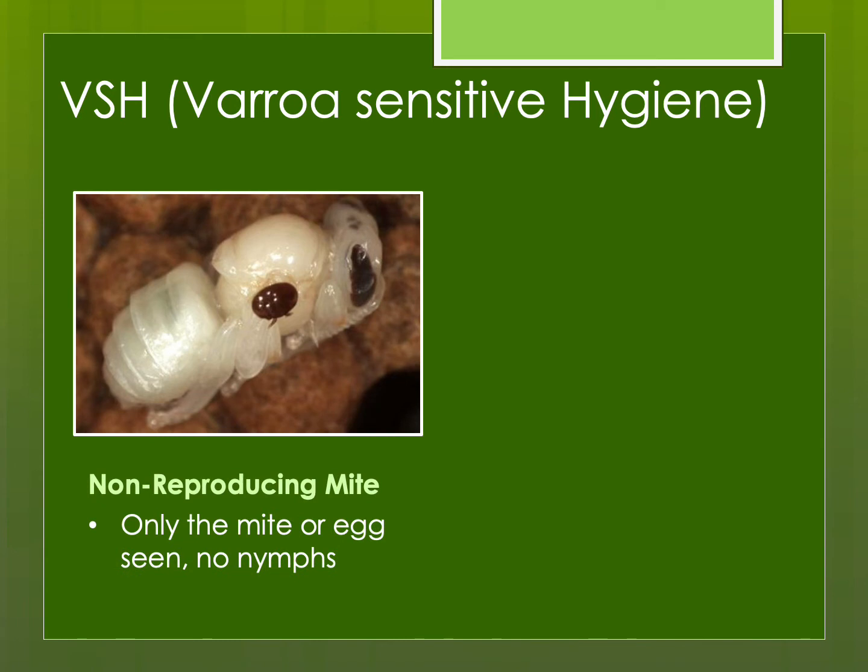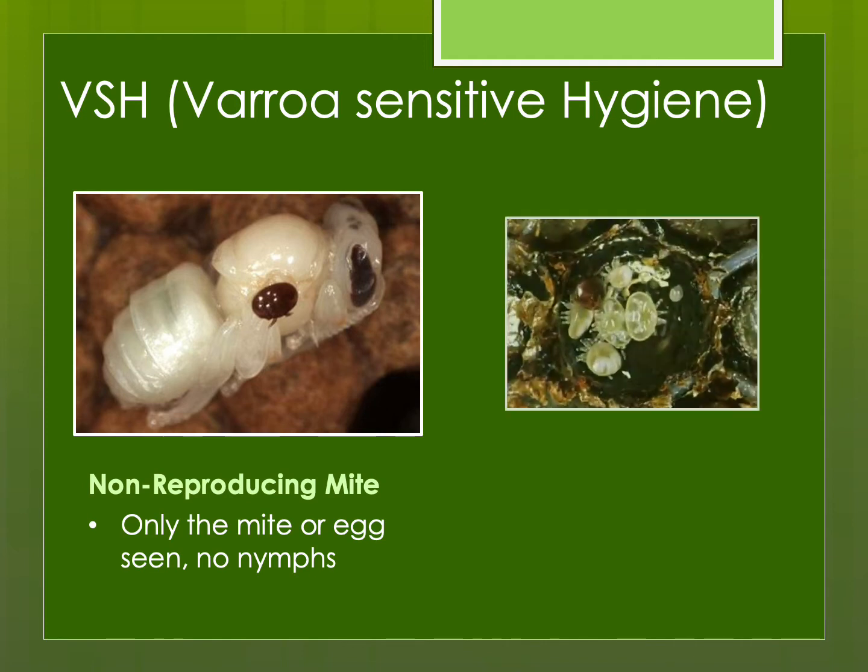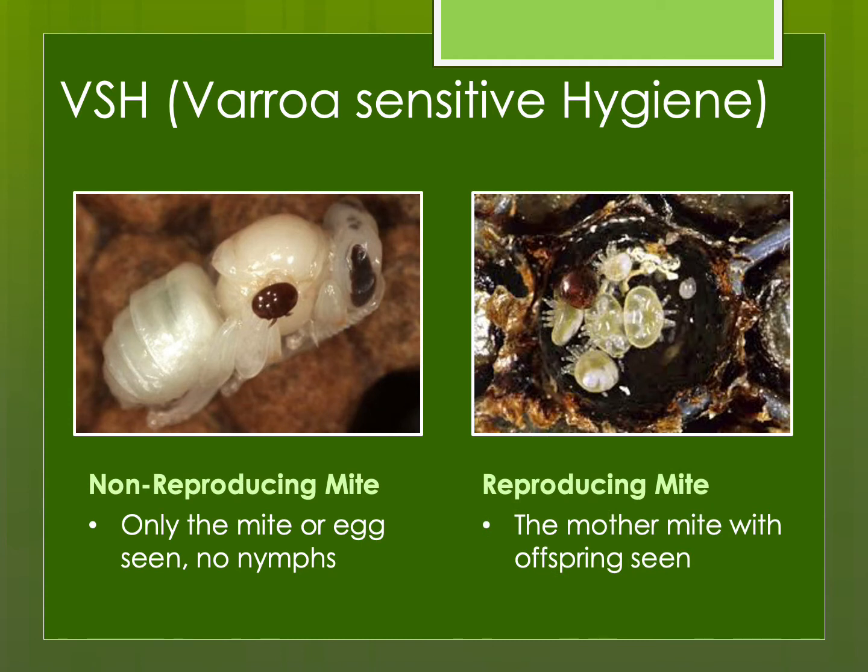A non-reproducing mite is one where only the mother mite is seen, but there's no eggs, no nymphs, or anything. She's just there hanging out, but for whatever reason, she's not reproducing. And then, of course, a reproducing mite is this. You see a lot of babies and eggs, and so you basically compare the non-reproducing mites to the reproducing mites and can determine overall what is the percentage of mites that you have.